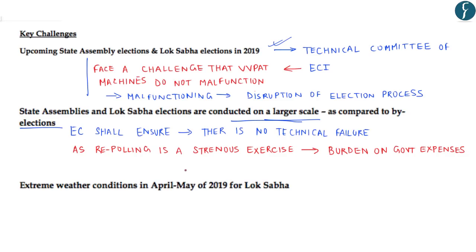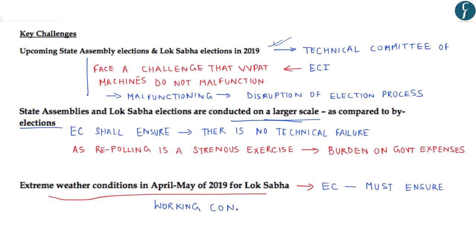Another significant challenge for the Election Commission is that Lok Sabha elections will be held in the summer months of April and May, where we can find extreme weather conditions in different parts of the country. Thus, in this regard, the Election Commission must ensure the working condition of VVPAT and ensure that there is no, or as far as possible, very little technical failure of these VVPAT or even the EVM machines. This is important because as per the Election Commission, the recent glitch may have been due to sensitivity to the extreme weather conditions, and in the months of April and May of 2019, the temperatures in the country would soar.